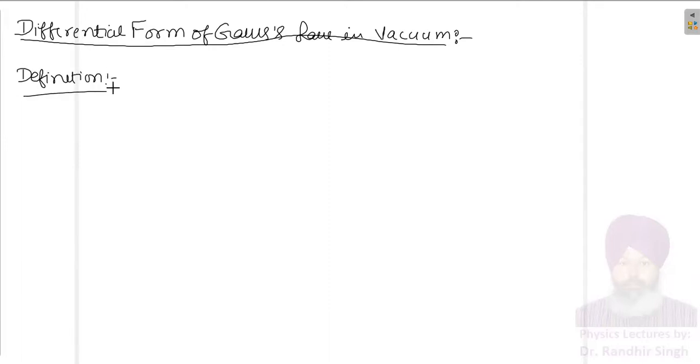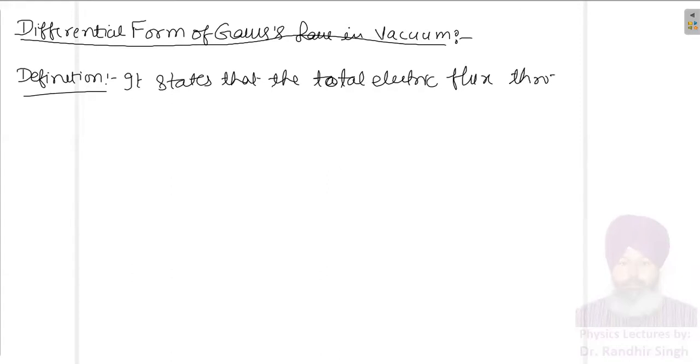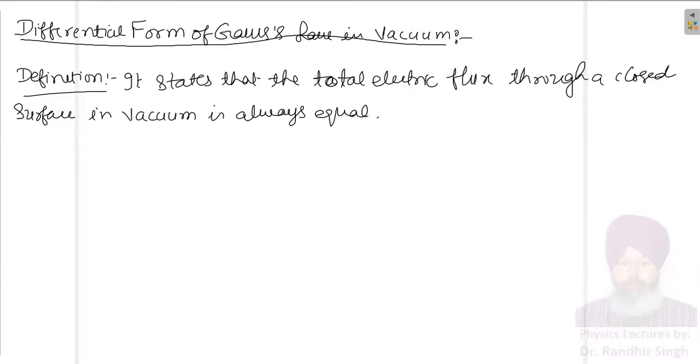Definition. It states that the total electric flux through a closed surface in vacuum is always equal to 1 upon epsilon naught times the charge enclosed by the closed surface.